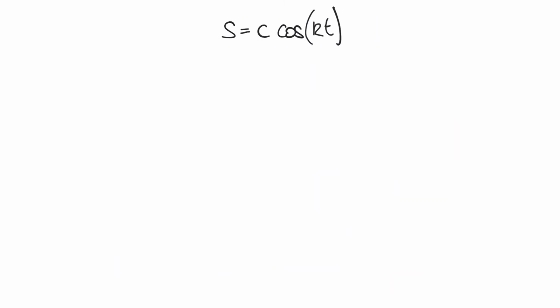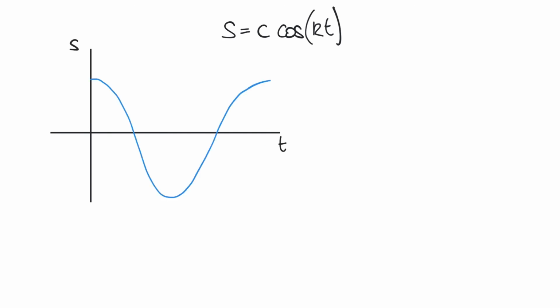So we see that our solution to this particular second order differential equation is in the form of a simple cosine function, s equals c cos kt. And if we visualize a cosine function very quickly here, we see that s is going to take the form of something like this. It'll start at an initial value of c, down to minus c and back up to c again, and with a frequency of k.